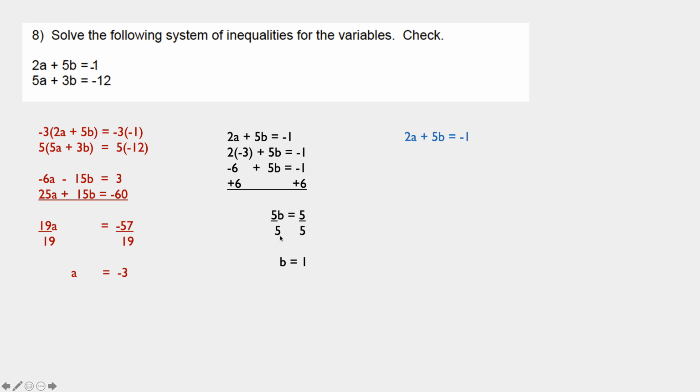Okay? Let's check in the first equation. a is negative 3, b is 1. 2 times negative 3 is negative 6. 5 times 1 is 5. That's looking good. Negative 1 is negative 1.